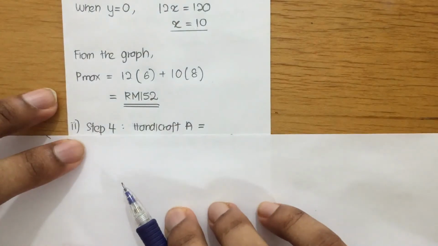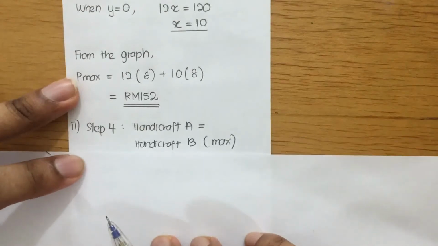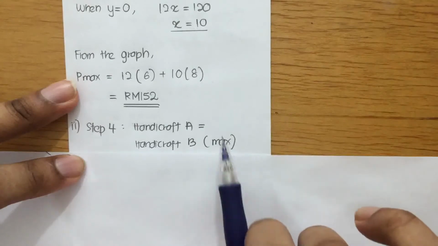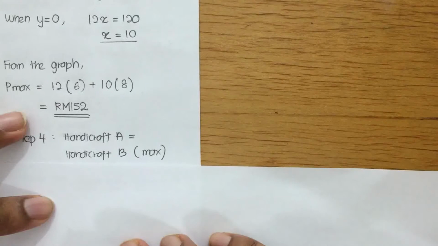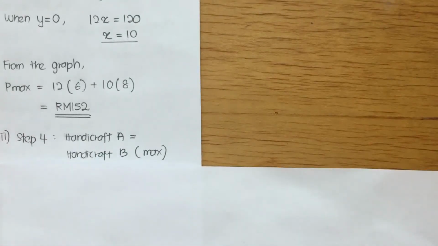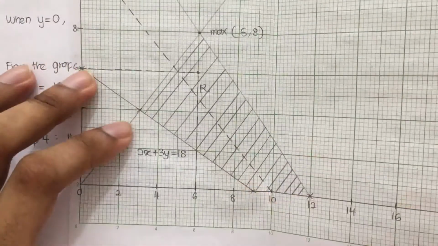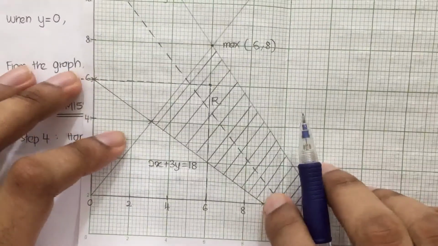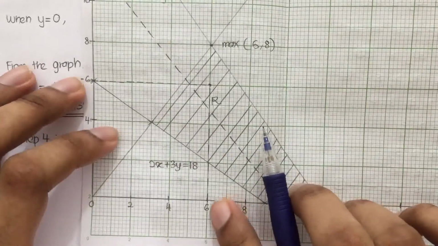For the question C part 2, the question mentioned that your handicraft A and your handicraft B must be equal, and at the same time it must be maximum. So how do we form this relation? Let me turn back to the graph paper once again. We're going to focus only on this enclosed region R over here, guys. We're going to find the maximum sale of handicraft A and handicraft B, provided that they must be the same.